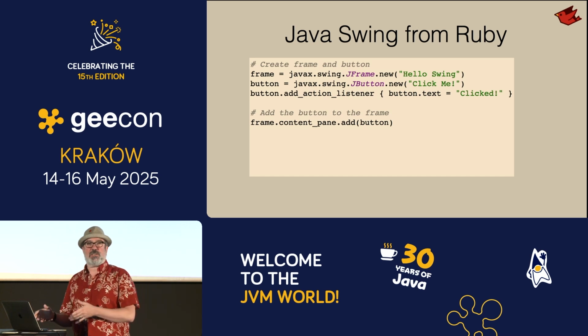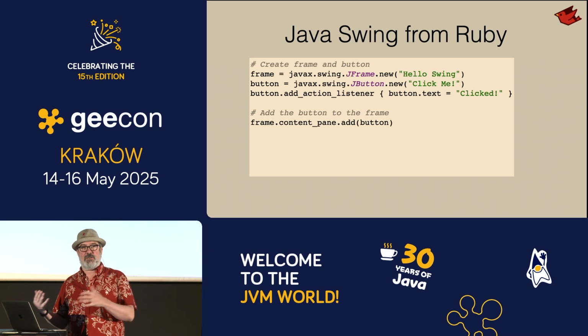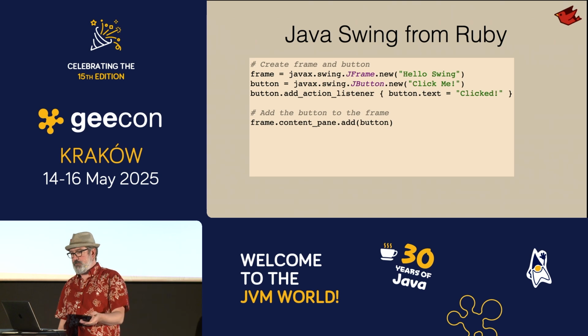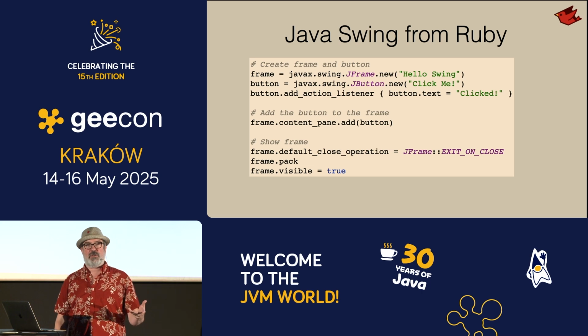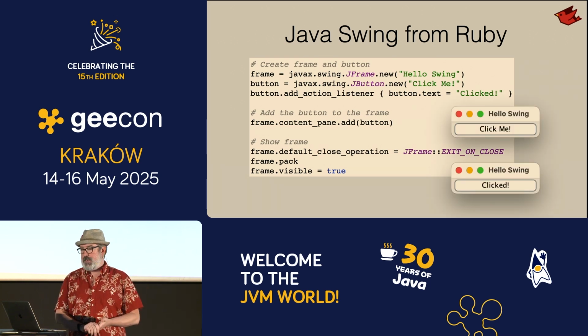Of course, this is get content pane, but JRuby's smart about it and turns getters and setters into attributes so that you can just say frame.contentPane to get that content pane out of it, and then add our button. And again here, this is set default close operation. We turn it into an attribute setter for Ruby. And visible is true. Now we have our window, and we click it, and of course it calls right back into Ruby and works like we'd expect.